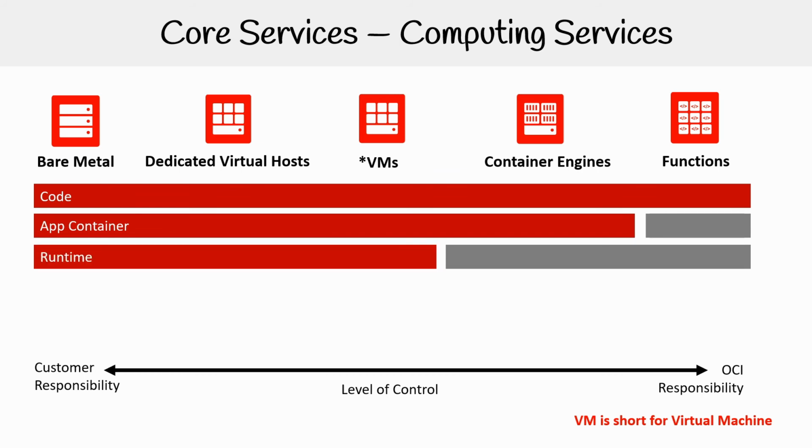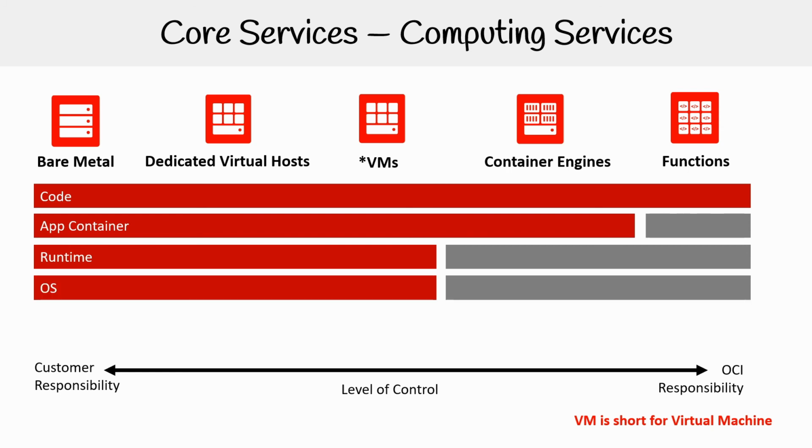A runtime is like your settings. So your environment variables, common libraries, directory structure, networking neighbors, all those sorts of configurations on your OS. You have less control when you're using the container engine service or the functions service. Next is your operating system. If you're using bare metal, dedicated virtual hosts, or VMs, you have more control over what OS you choose.